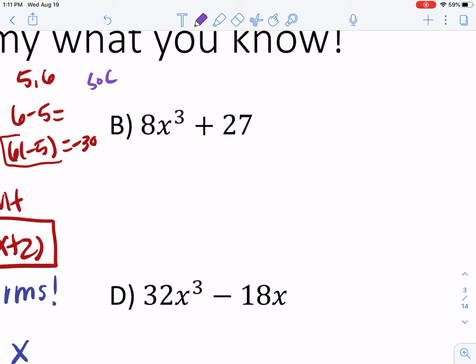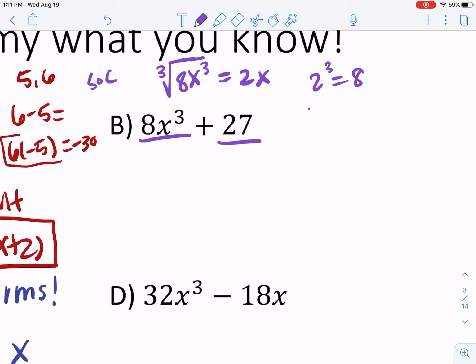I'm going to check and see if it's a sum of cubes by seeing, are these perfect cubes? Just like in the last one, we looked for perfect squares. This one's looking for perfect cubes. So I'm going to say the cube root of 8x cubed, well, that's equal to 2x. I know that because 2 cubed equals 8, and x cubed equals x cubed. So that's what I did there. I also want to check then for the 27. Well, the cube root of 27 is 3. What that means is 3 cubed equals 27.